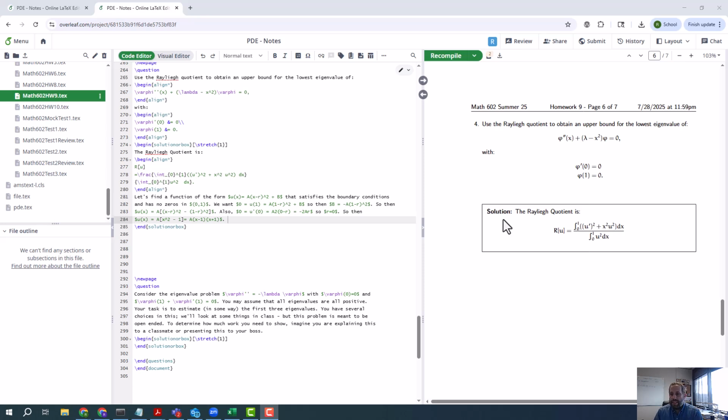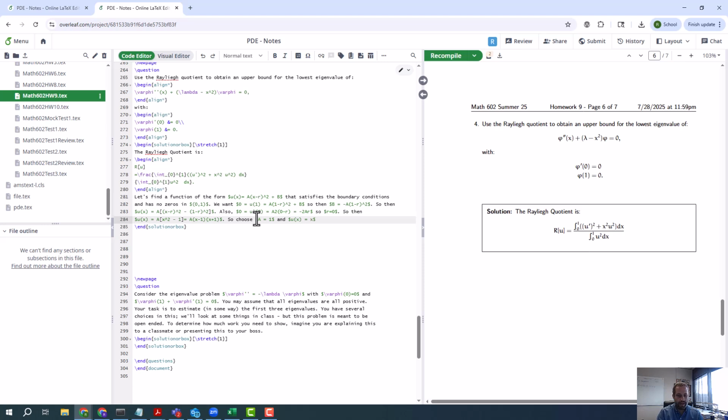In addition, if we think about what happens when we plug it into the integral over here, when I do u prime squared, well, the a is going to get squared. When I do u squared, the a is going to get squared there. So whether or not I have the a is going to cancel out. So choose a is equal to 1 and u of x is equal to x.